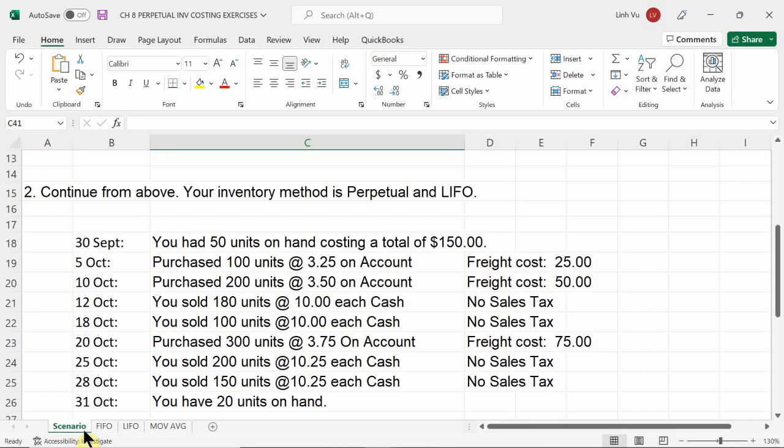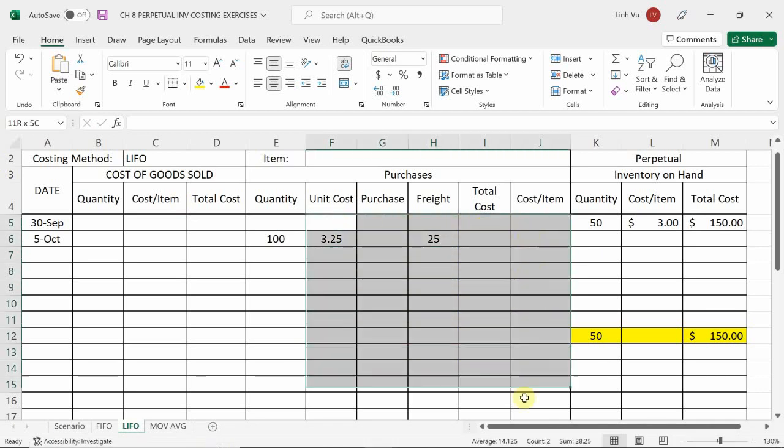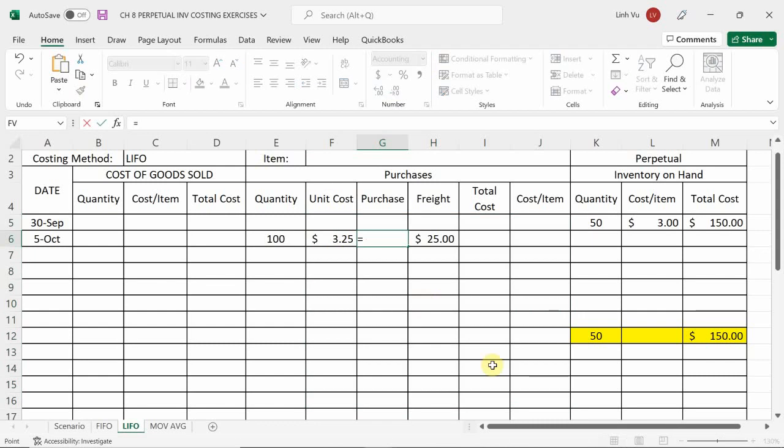On October 5th, you end up purchasing 100 units at $3.25 each with a freight of $25. In this case, what is my grand total purchase price? $325, plus my freight, $350.